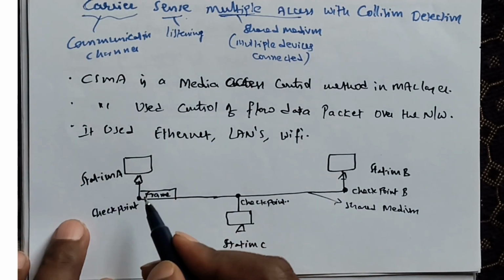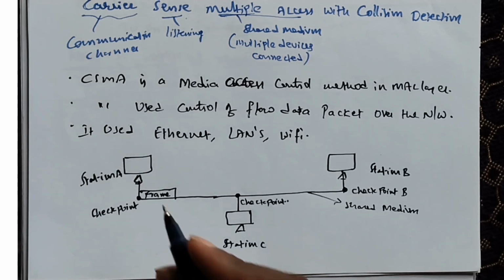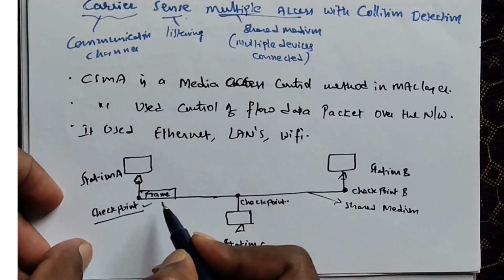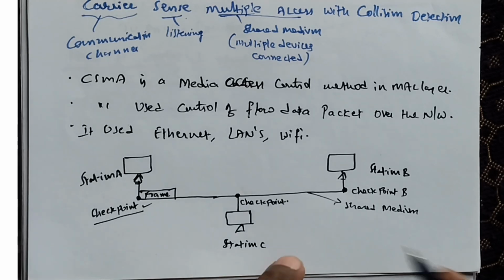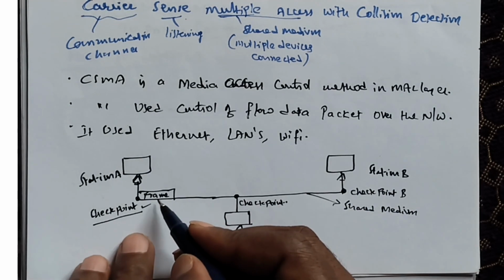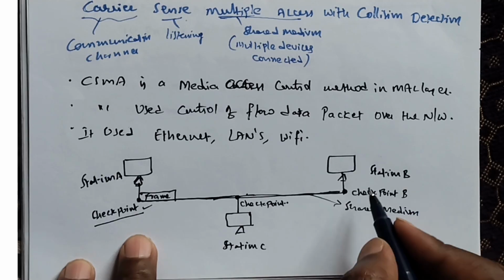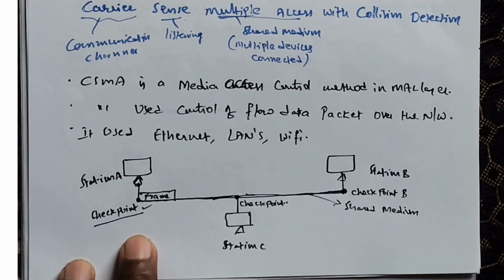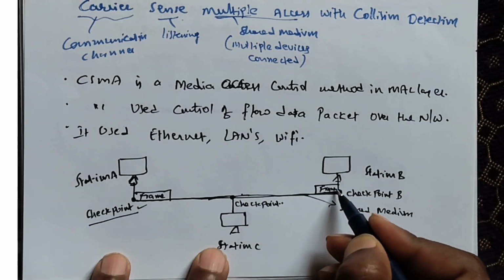When the frame is sending the data, before sending, station A will check whether the medium is completely free or not. How will it check? It will simply check the checkpoint. If the checkpoint is clear, then the system thinks that there is no traffic in the shared medium, so the data will be placed in this backbone network or shared medium. At the same time, system B also wants to send the data. It will also check the checkpoint, and it also places the data in the frame here.